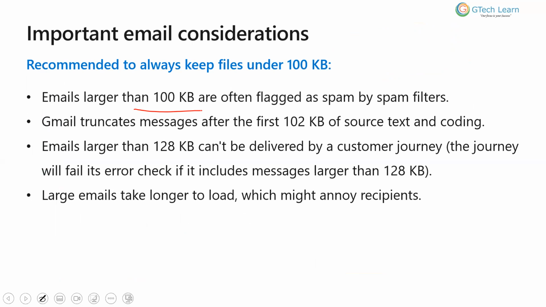The second consideration we need to make sure of is that Gmail truncates messages whenever the email is more than 100 KB. So if I say I created a specific email of 105 KB, it will check that email's source text and the coding itself. So these are some important considerations we need to make sure of while creating the email template or the marketing emails in both areas.